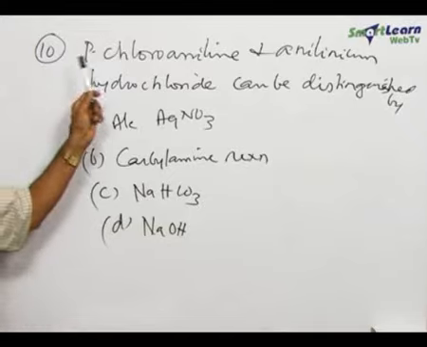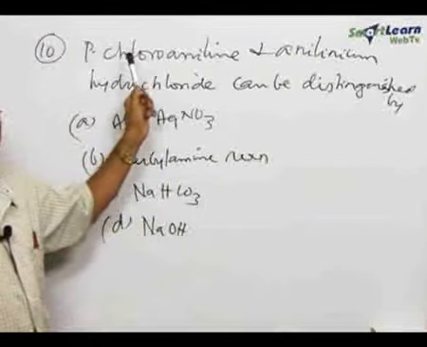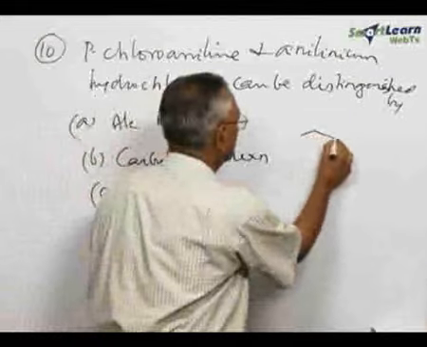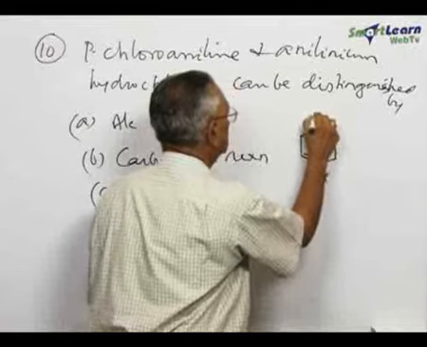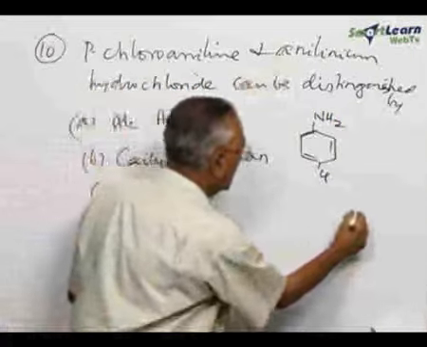We will go to the last question in the multiple choice type of series, namely parachloroaniline. Parachloroaniline is just this aniline with a chlorine in the para position. This is known as parachloroaniline. Then the other compound is anilinium hydrochloride.